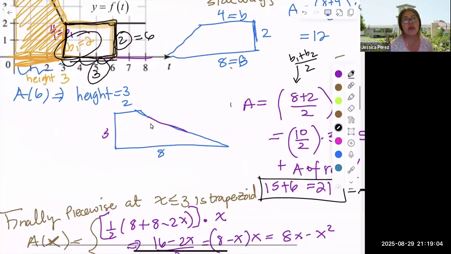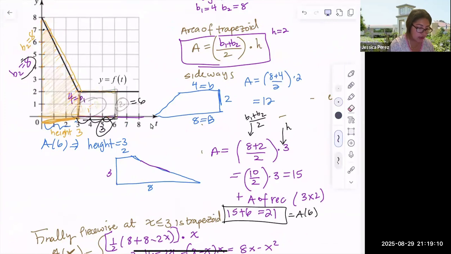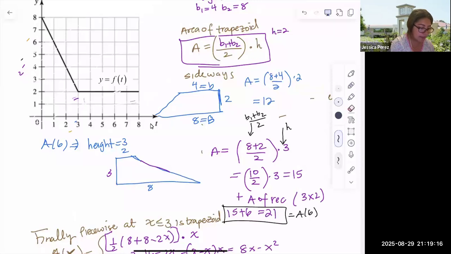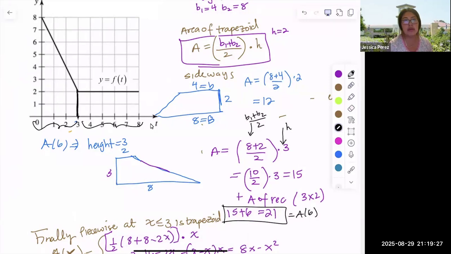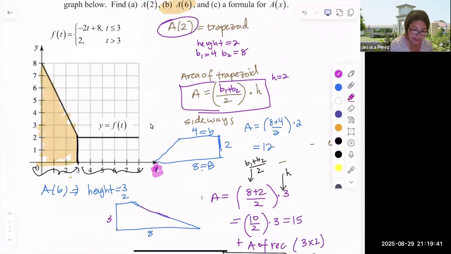Now we are going to find a general formula that will calculate the whole function. We want to bound the whole function. When we bound the whole function, we need to notice what happens before 3 and after 3. So before 3, we only have a trapezoid. And remember, this t-axis is actually x. So this t is equal to x.